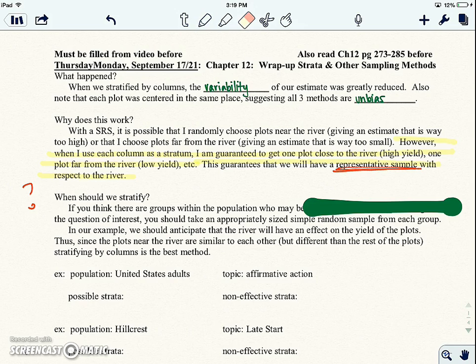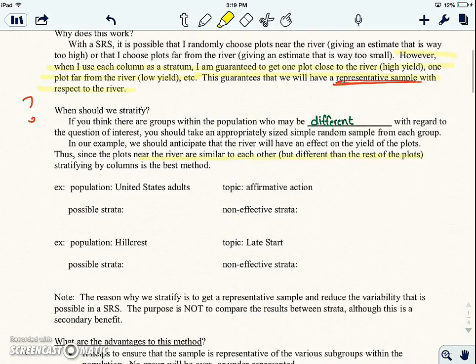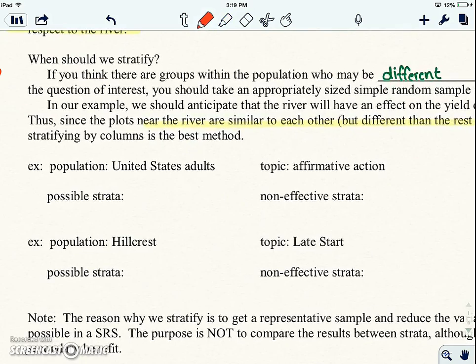If you think there are groups within the population who may be different with regard to the question of interest, you should take an appropriately sized simple random sample from each group. In our example, we should have anticipated that the river will have an effect on the yield of the plots. Thus, since the plots near the river are similar to each other, but different than the rest of the plots, notice that stratifying by columns is the best method.